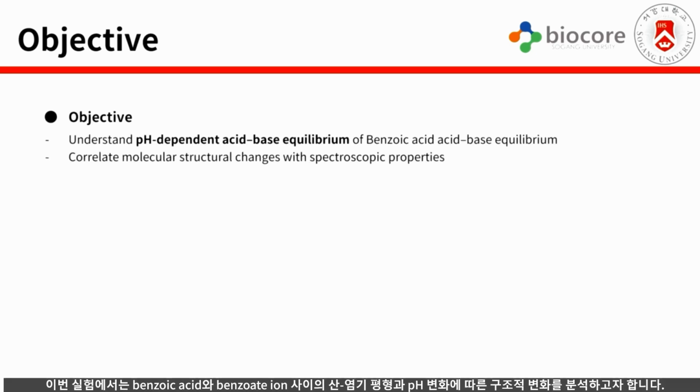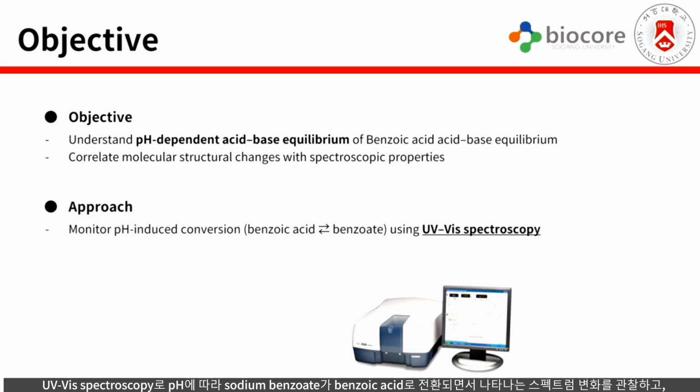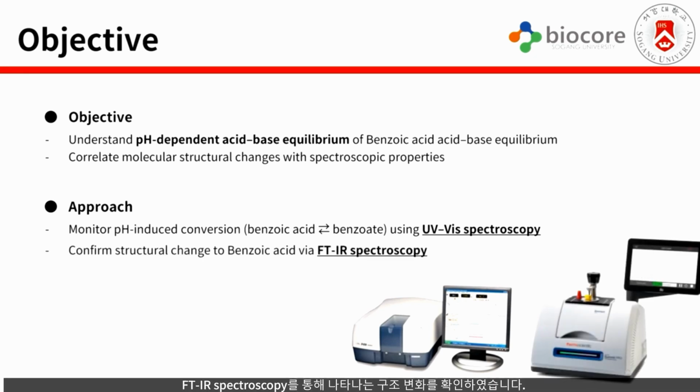In this experiment, we investigated the acid-base equilibrium between benzoic acid and the benzoate ion, as well as the structural changes caused by variations in pH. Using UV-visible spectroscopy, we observed spectral changes during the conversion of sodium benzoate to benzoic acid under different pH conditions, and confirmed the structural changes using FTIR spectroscopy.